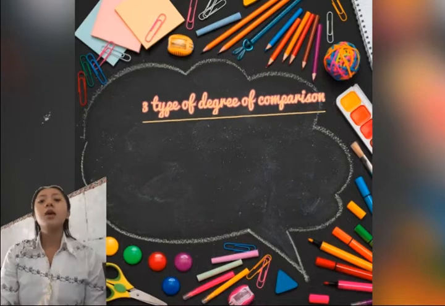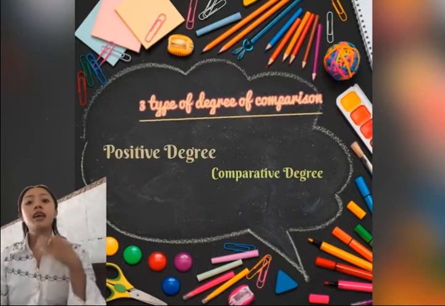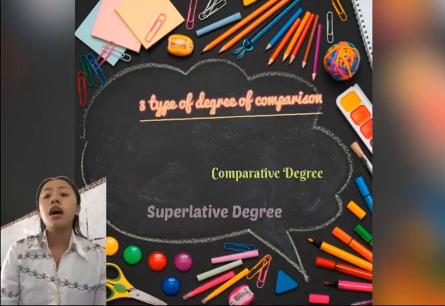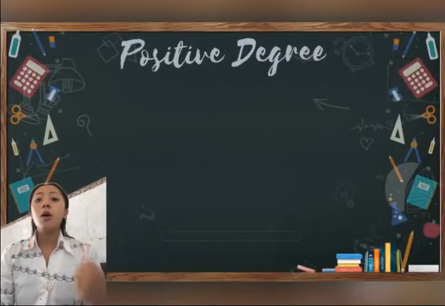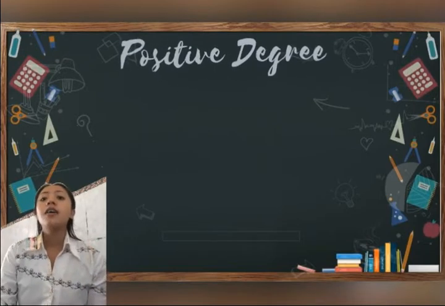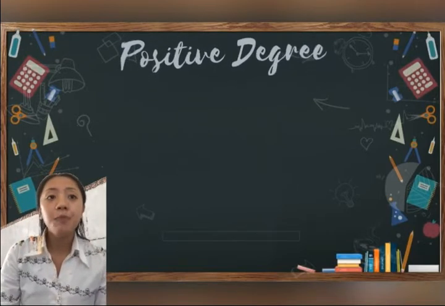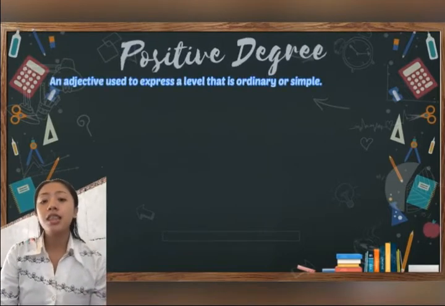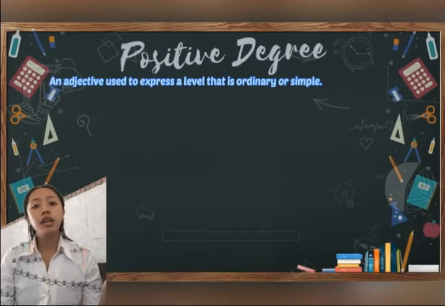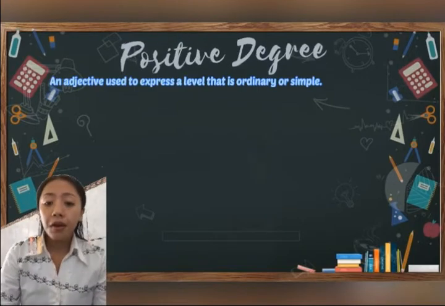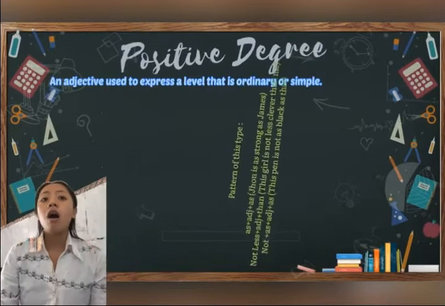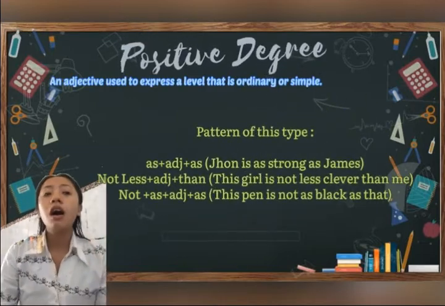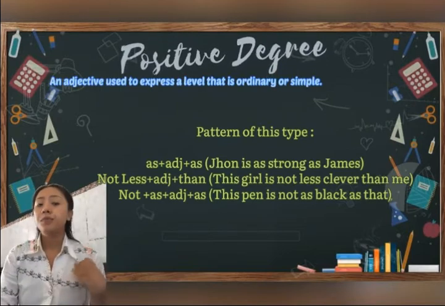The first, positive degree. The second is comparative degree, and the last, superlative degree. First, I will explain about positive degree. The definition of positive degree is an adjective used to express a level that is ordinary or simple. There are three patterns of this type and also three examples of each pattern.